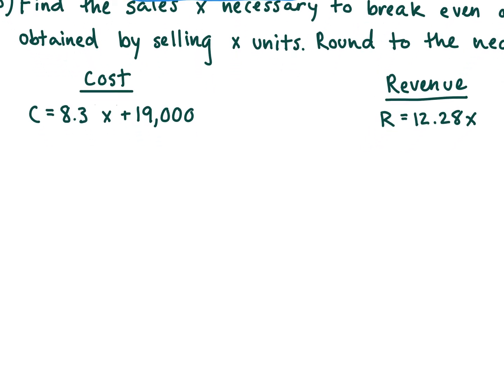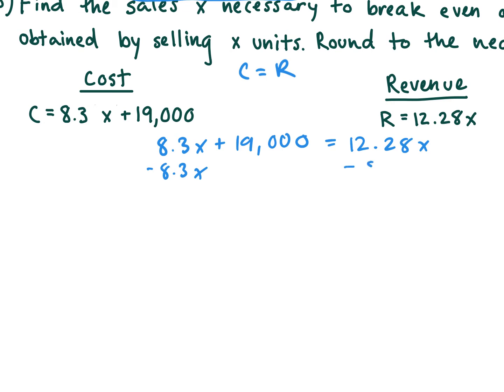Awesome. To break even, we need the cost equal to the revenue. So I set these 2 equations equal to each other. So 8.3x plus 19,000 is equal to 12.28x. Combine like terms. So what's 12.28 minus 8.3? 3.98.